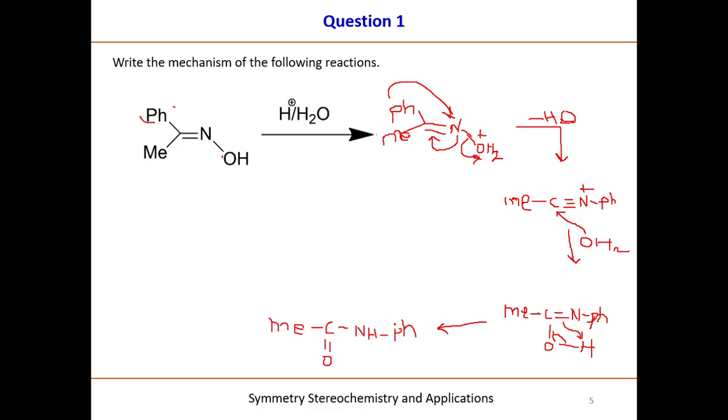So I hope this rearrangement is clear to you. This is a Beckmann rearrangement, and it's stereospecific, because the group present trans to the OH group always migrates. That's why it's stereospecific. Okay, so I hope the mechanism is clear to you. So we will move to the next question.